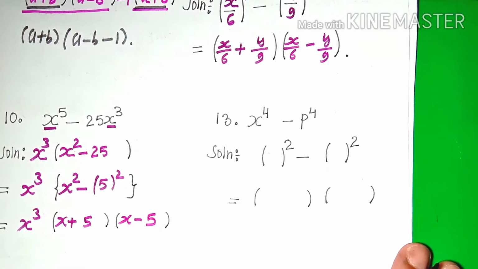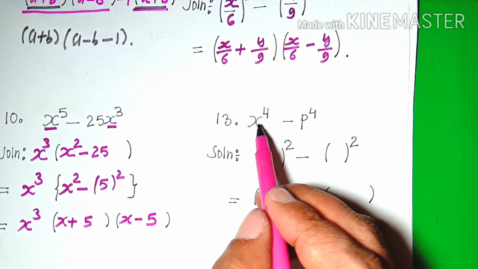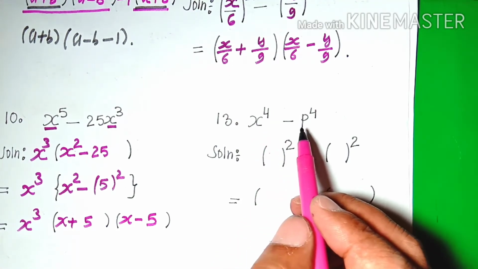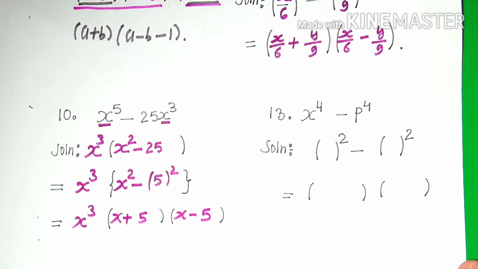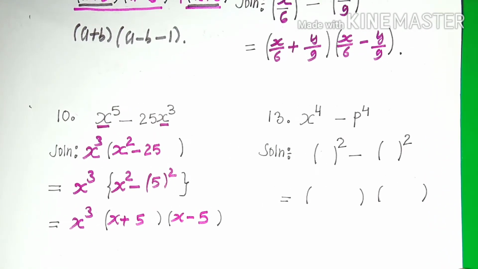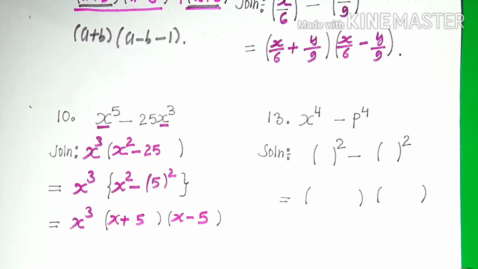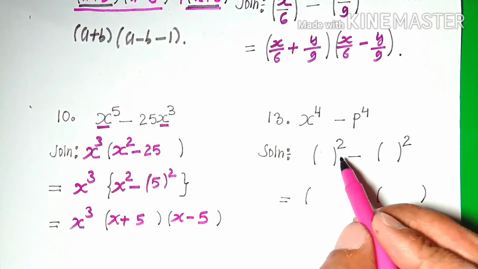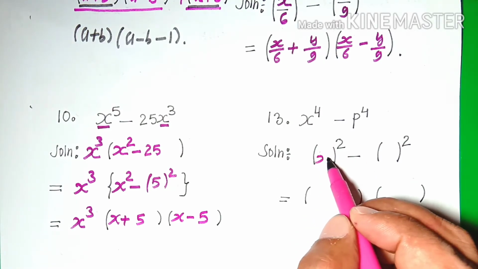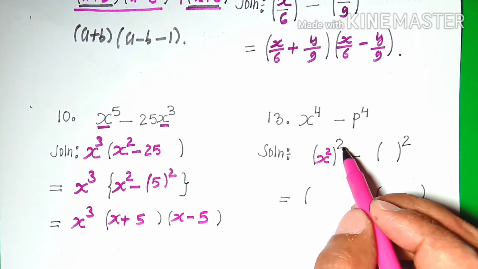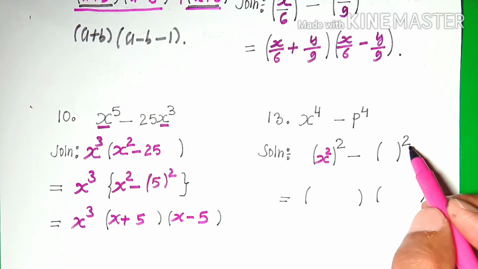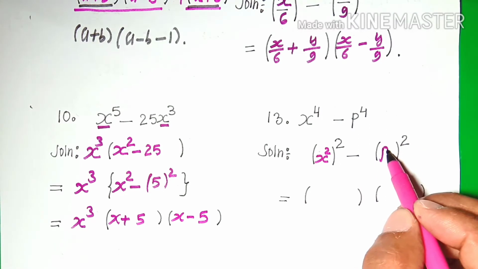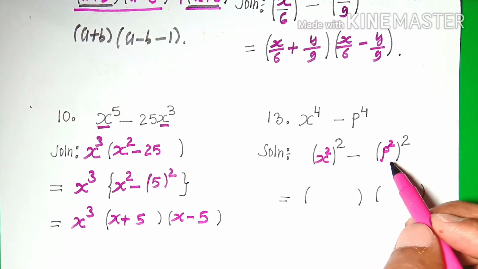Now the next one, x raised to 4 minus p raised to 4. Then the first step, you'll have to convert this into a difference of two squares. Now here x to the power 4, so I've already kept a square. Again p raised to 4, you'll have to keep a square here. So within the bracket, another 2 more p.